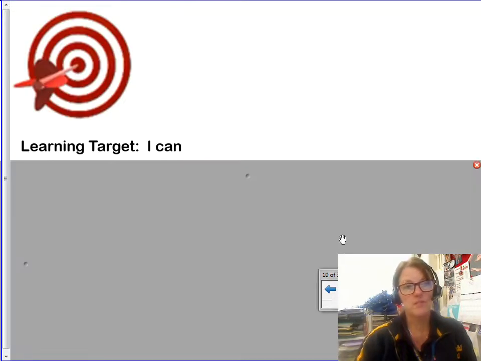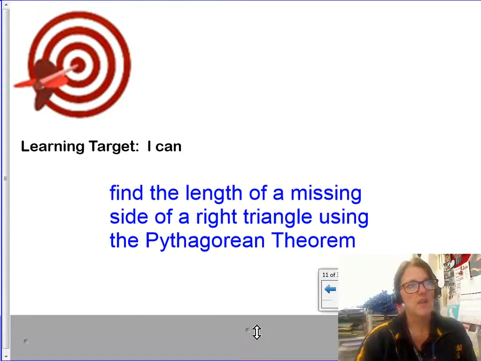Learning target for today is that I can find the length of a missing side of a right triangle using the Pythagorean theorem. Okay, pause it. This is kind of a long one today if you need to get that all recorded, so stop the video so you can do that.